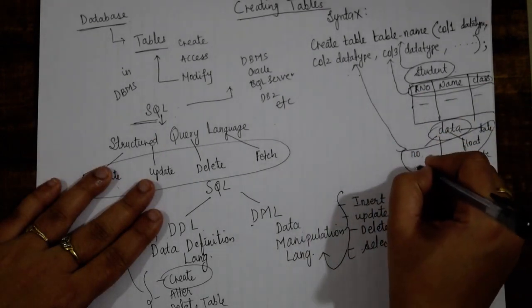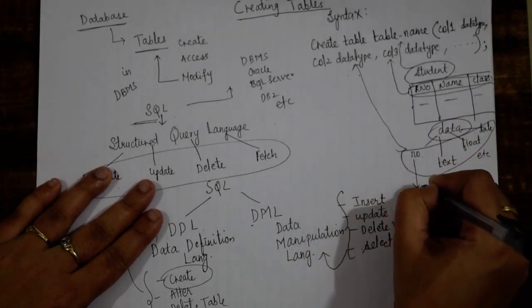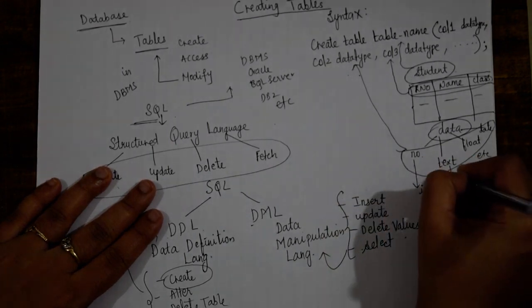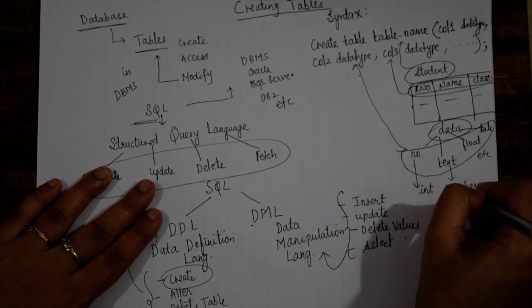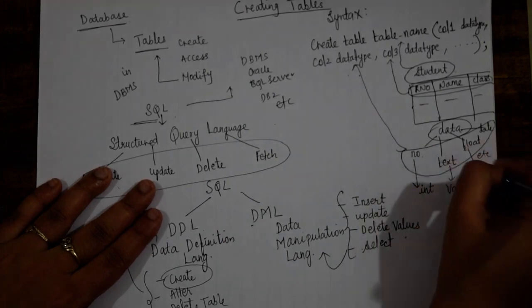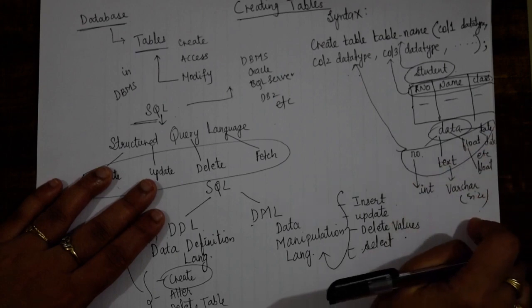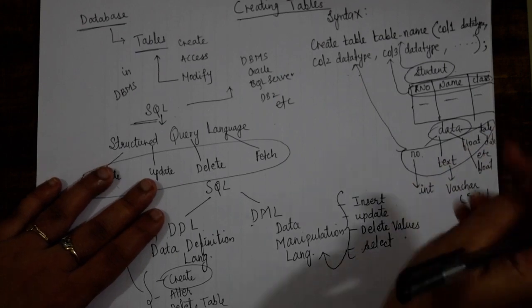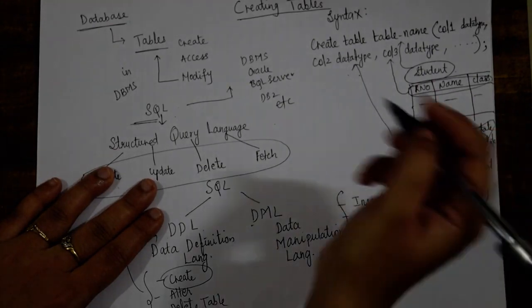So if we have a number, the data type for number is integer. For text we have varchar. Then there is float, and for date it is date, and there are many different data types which can be used. So we will create this student table.